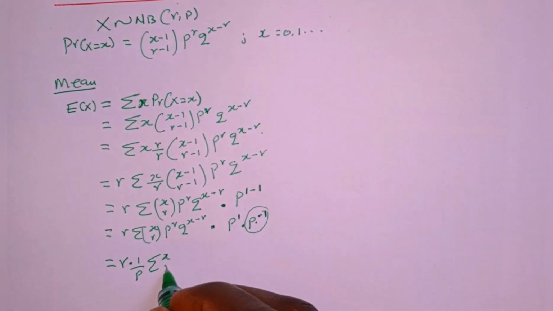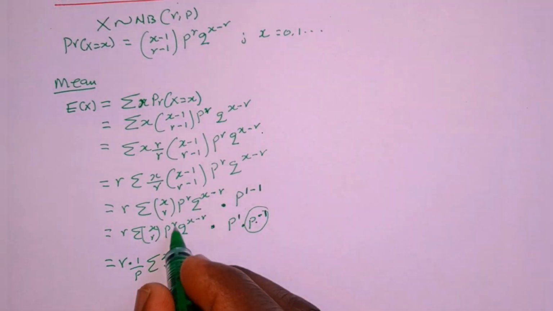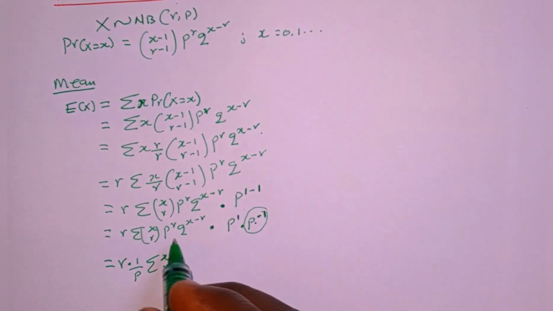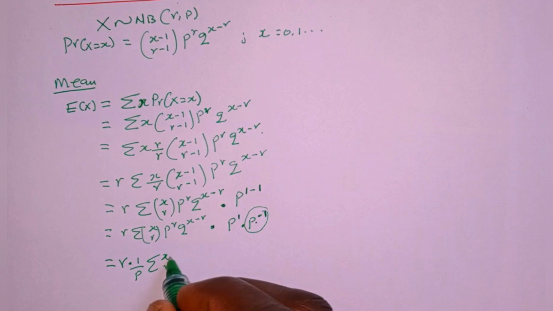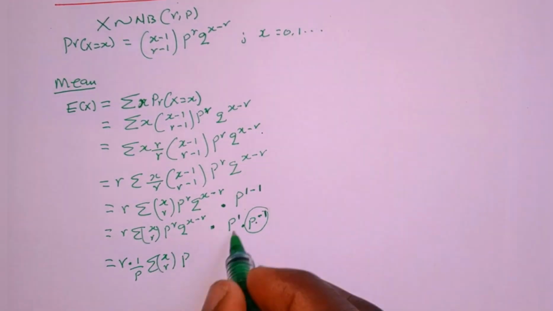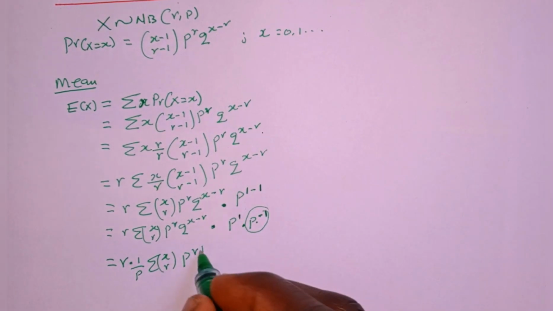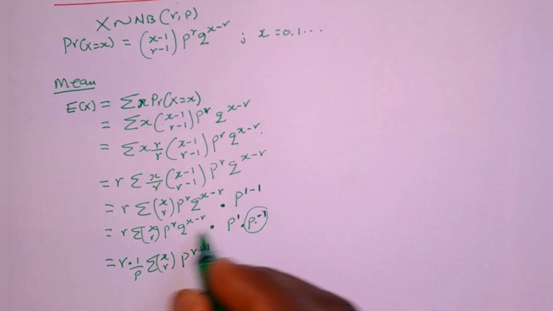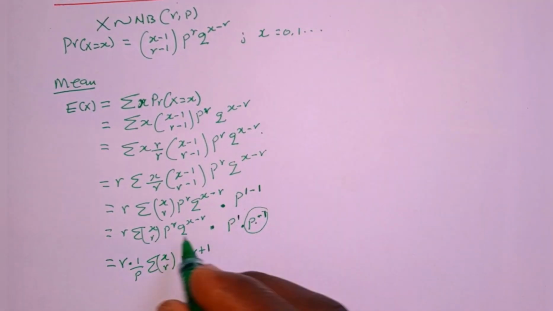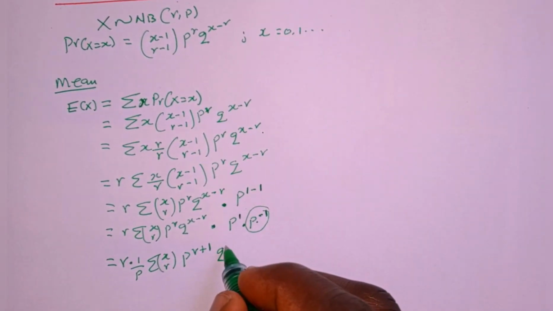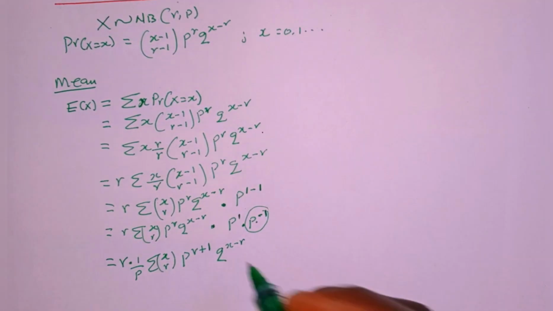So this is equal to the summation of x combination r, then p raised to the power of r, and we have p raised to the power of 1 here. According to the law of indices, we can rewrite it like this: p raised to the power of r plus 1. Since the base is the same, we just pick one of the bases and add the two powers, multiplied by q raised to the power of x minus r.